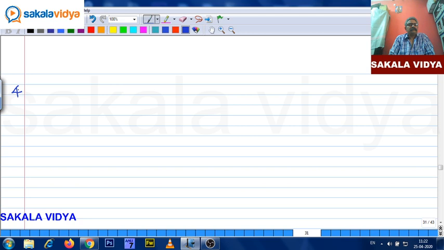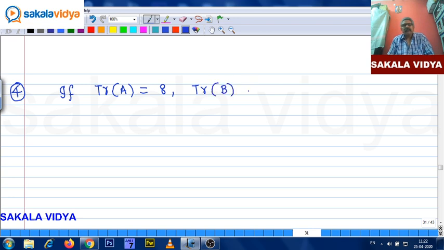Fourth problem. If trace of A is 8, trace of B is equal to 6, then trace of A minus 2B equals?